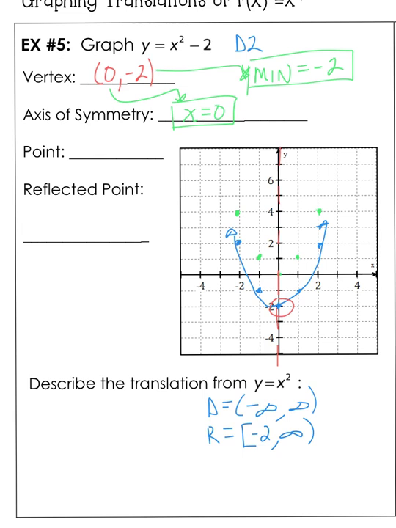And then we need to choose a point. I don't know, I'll choose (2, 2). The reflected point to (2, 2) would be 2 units on the other side, so (-2, 2).